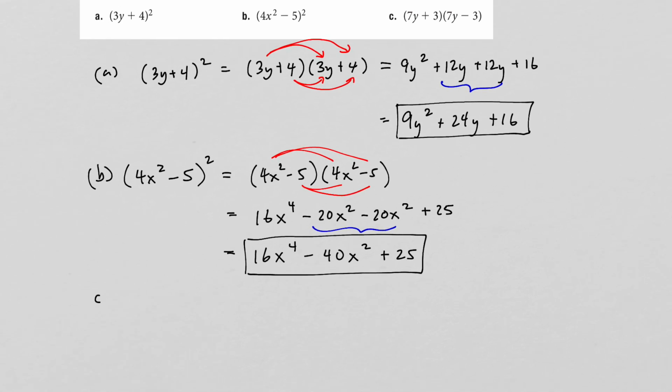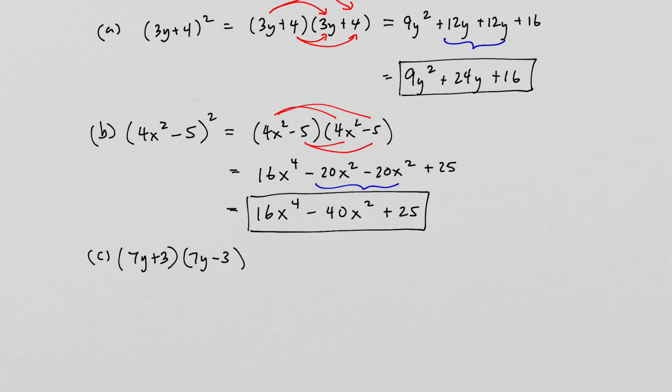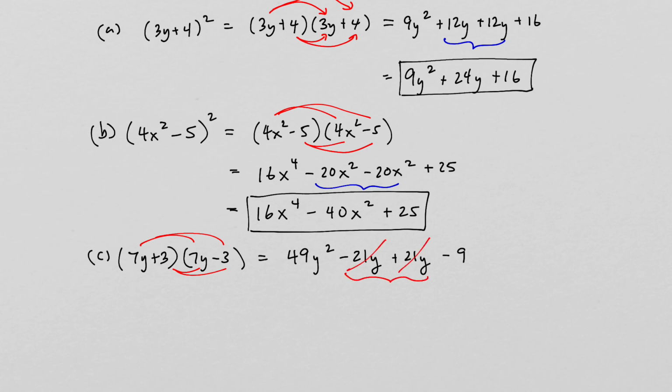And for our final example here, we have 7y plus 3 multiplied by 7y minus 3. And again, we don't have to necessarily know any special products or anything like that. We can just multiply this out. 7y times 7y is 49y squared. 7y times negative 3 is negative 21y. Positive 3 times 7y is positive 21y. And positive 3 times negative 3 is negative 9. And of course, the difference here from the last two examples is that these are going to cancel out, leaving us with 49y squared minus 9.